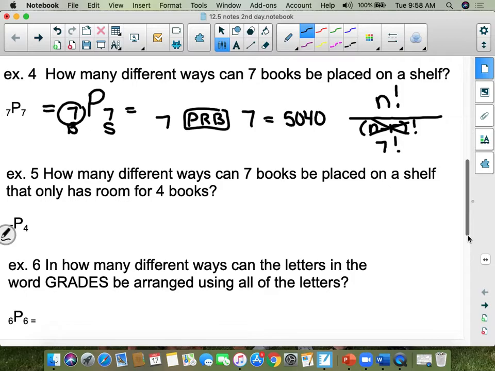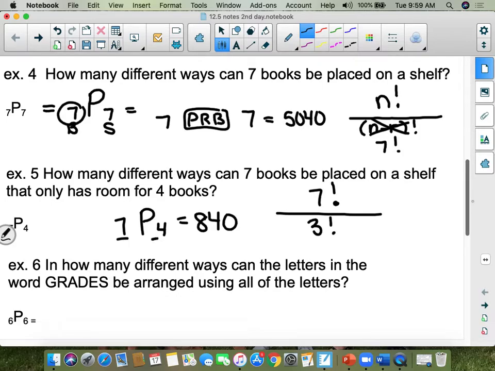How many ways can 7 books be placed on the shelf 4 at a time? If you use your calculator, it's 840. If you use the formula, it's the larger number, 7 factorial, divided by 7 take away 4, which is 3 factorial. I just subtracted those two. That's what goes on the bottom. If they're the same, you don't do it, you just do the top. But if they're different, you can subtract them.